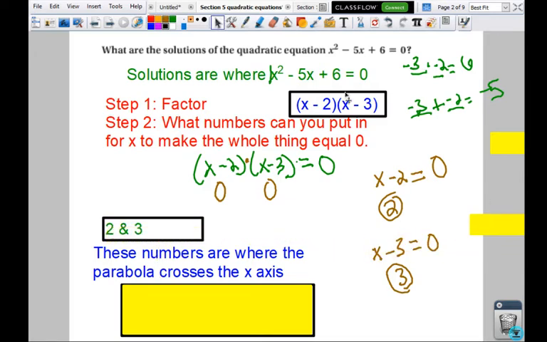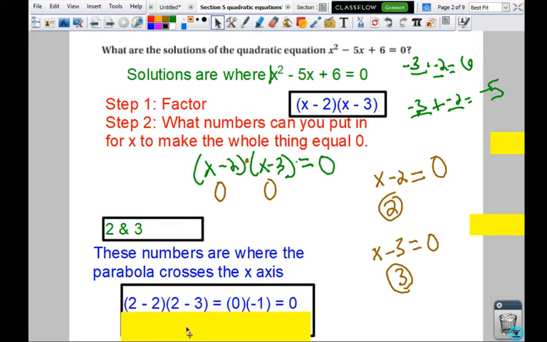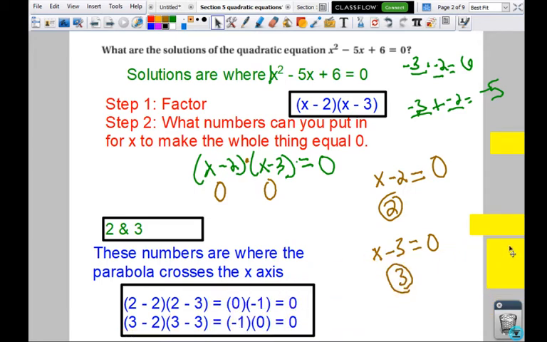2 and 3, right? Because if I plug in 2 for my first parenthesis, 2 minus 2 is 0, 2 minus 3 is negative 1, and 0 times negative 1 is 0. If I plug in 3, it's the same thing, except it's flipped around. I get 0 for my second parenthesis, negative 1 for my first parenthesis. So I actually have two answers for my solutions. I have 2 and I have 3. Those are my two answers. I need them both.